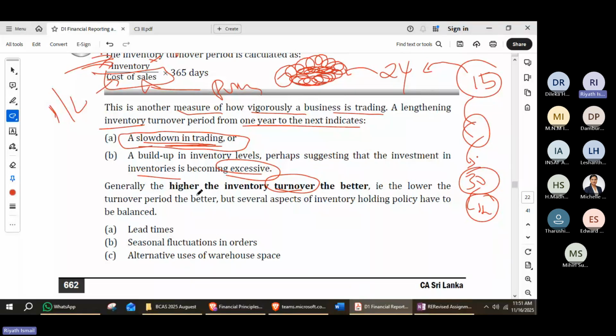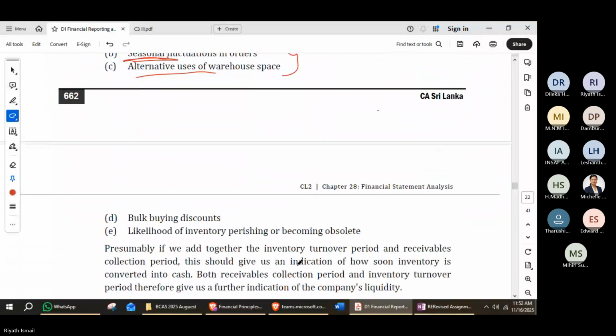That's why people do discounted sales. Generally, the higher the inventory turnover, the better. That is, the lower the turnover period, the better. But several aspects of inventory holding policy have to be balanced: lead times, seasonal fluctuations, alternate use of warehouse space. You have to consider all these things as well.